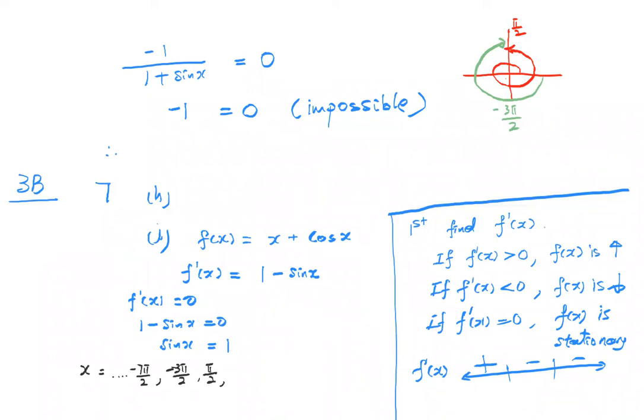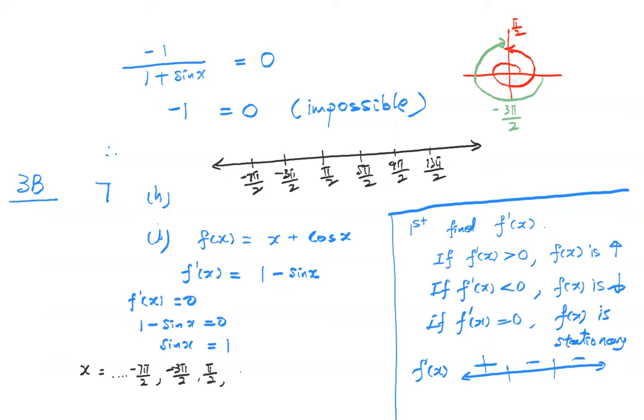Correct? So look, in this case, you keep marking a lot. Negative 3 pi by 2, pi by 2, 5 pi by 2, then plus 9 pi by 2, keep plus 4, 13 pi by 2, and so on and so forth. Unending. And here is also until infinity.